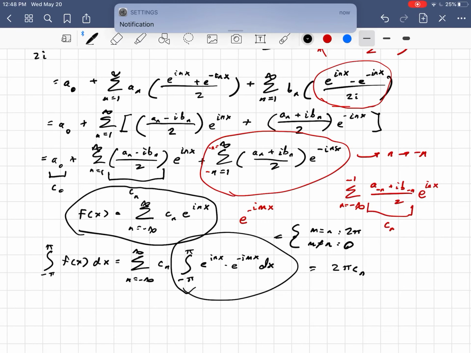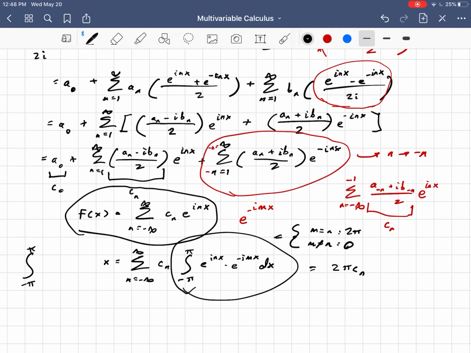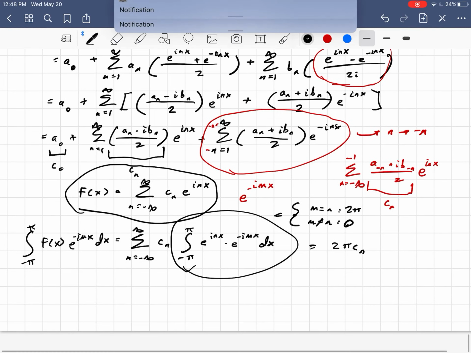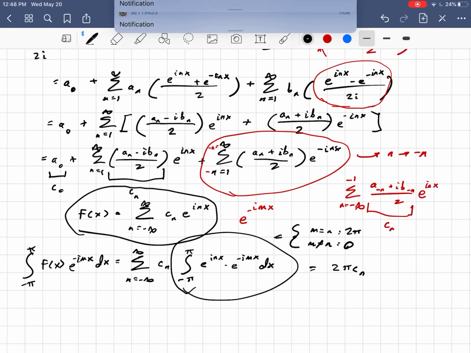Oh, my bad. I just realized, and sorry if I confuse you here, I forgot to write it on the left side. On the left side, we also have to multiply by the same thing. So f of x, e to the negative i m x dx. I just forgot to multiply it on the left side as well. So now we can solve for c sub n.